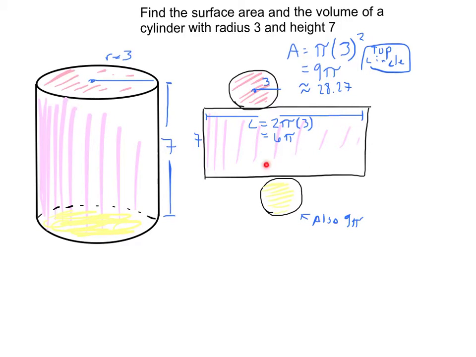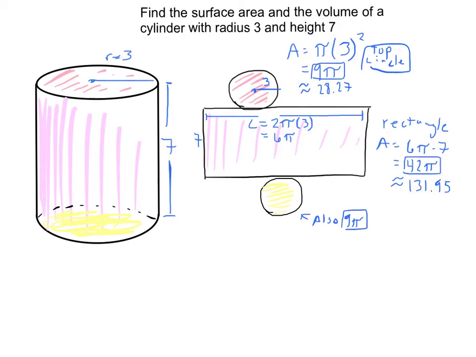Now I want the area of the rectangle, base, 6 pi, times height, 7. 6 times 7. So I get that one's about 42 pi. If I want to, I could evaluate that too. But I'm ultimately going to produce a final number, which is why I'm using the 9 pi and 42 pi. So if I want an understanding, yes, the area of the top and bottom are both about 28.27 units squared. The area of that side is about 131.95 units squared.